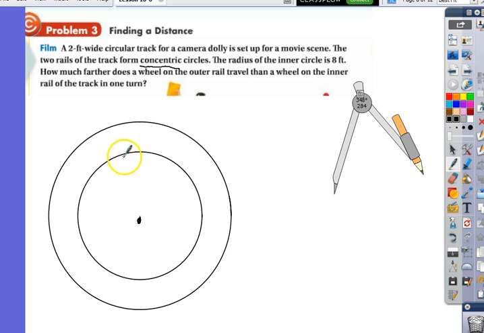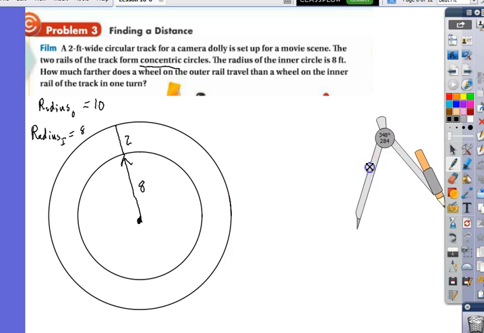Now, the inner circle has a radius of 8 feet. And the outer circle is how much longer? So this distance right here is 2. So what would the radius of the outer circle be? So radius O equals 10, and radius I equals 8. So that's the radius for the outer and the inner.